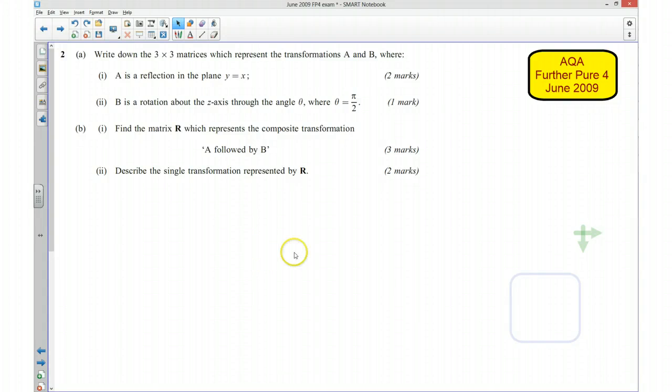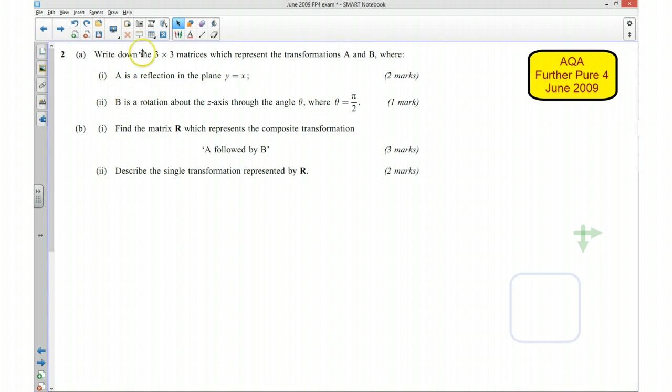Hi, this is question 2 from the AQA Further Pure for June 2009 exam paper. In this question, we're asked to write down the 3x3 matrices which represent the transformations A and B, where A is a reflection in the plane y equals x, and B is a rotation about the z-axis through the angle theta, where theta is equal to pi over 2 radians. So that's a quarter of a turn.